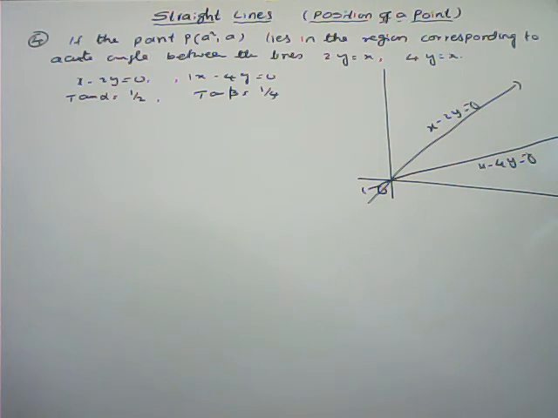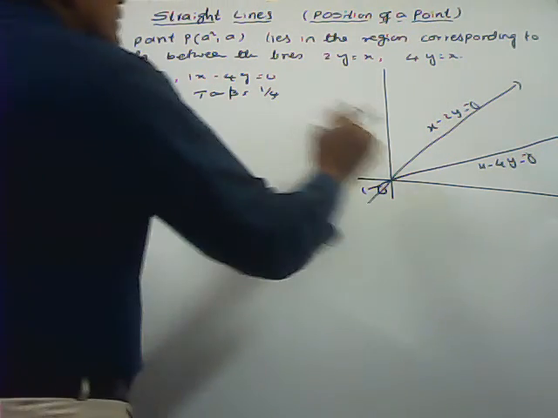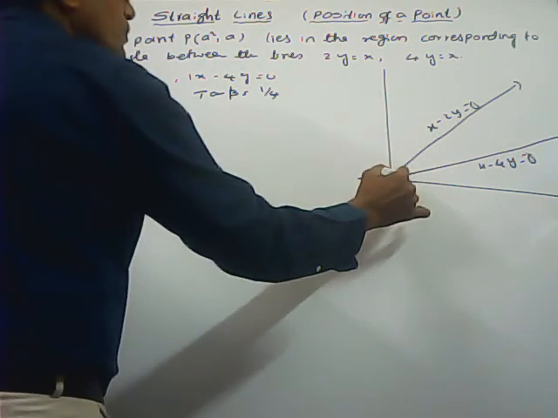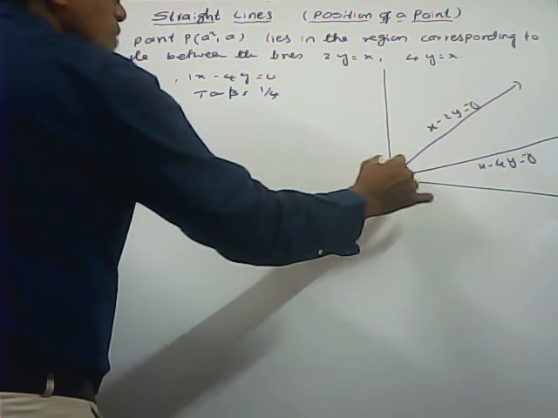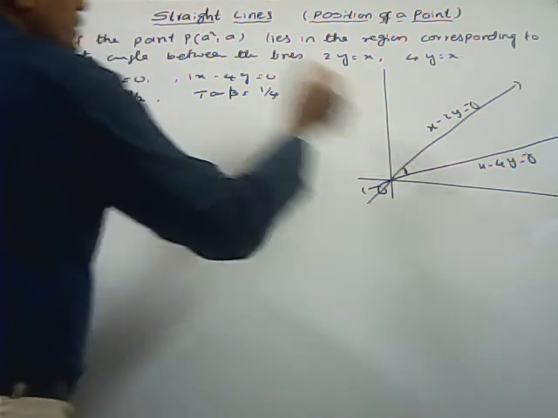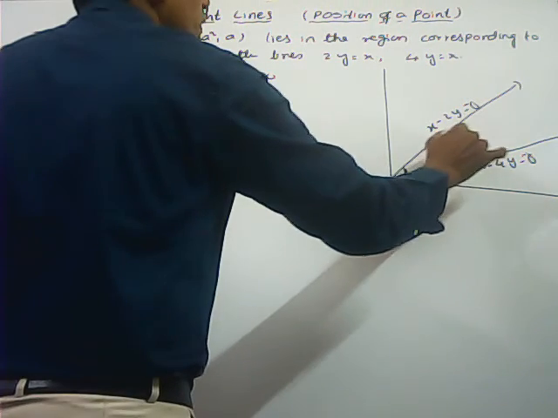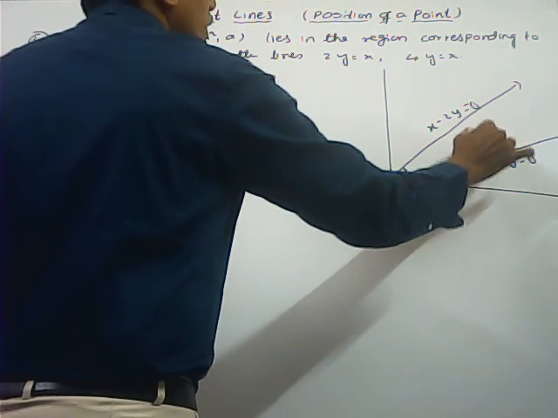Now the point P lies in the region. This is the acute angle between these two. Outside this is the obtuse angle. This is the acute angle between the two lines. So here the point (a square, a) lies in between, in the acute angle.